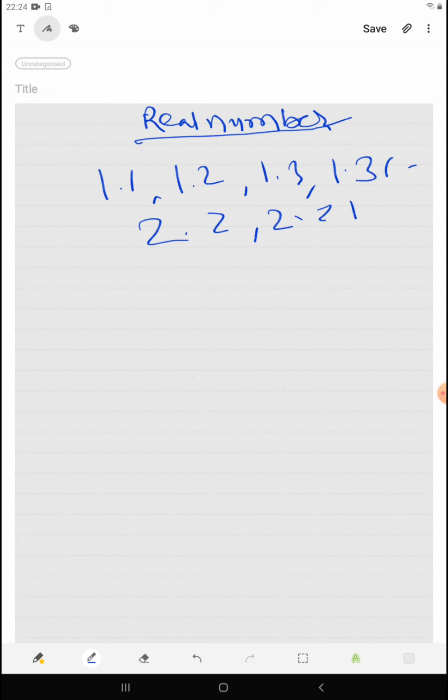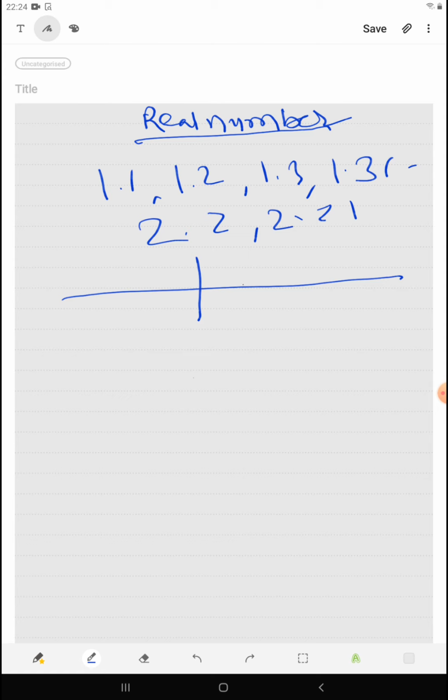If we are talking about graphs, of course it can be positive as well as negative. Like minus 1.12, minus 1.13, all these are real numbers. 0 is also a real number. So what is the difference between integers and real numbers? Integers are just positive or negative counting numbers, like minus 1, minus 2, minus 3, but there is no decimal in between. But real numbers have decimals.